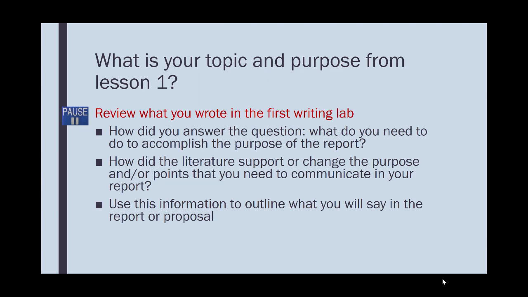So first, take a moment to review what you wrote in the first Writing Lab. What was your topic? What was your purpose? How did you answer the question, what do you need to do to accomplish the purpose of this report? And how did the literature that you found either change the purpose or points that you were going to make, or help you communicate different points or support the points that you decided upon? You want to use this information to outline what you will say in the report or proposal.